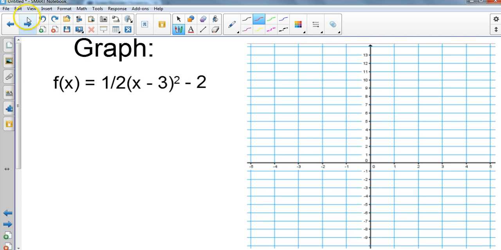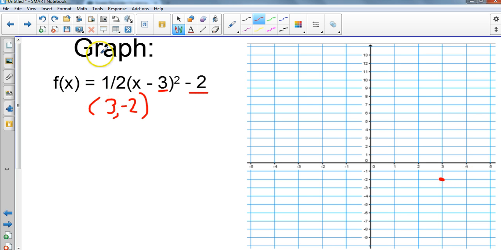Let's try one more. So here, if you look at our h, we have x minus 3, so that means our h is a positive 3. That'll be the x-coordinate of our vertex. The k value is negative 2, so all the points move down 2. So our vertex is just going to end up at our h of 3 and our k of negative 2. So 3, negative 2. So all we have to do is go over 3, down 2. That's where our vertex translated to.